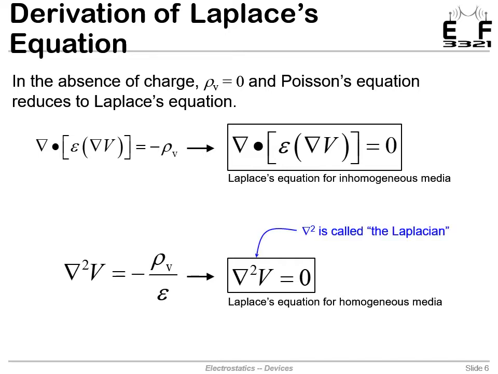And just to remind us, this del squared is called the Laplacian. We're not getting into it now, but there's really two types of Laplacians. We can have a Laplacian operating on a vector function, which gives us another vector function, and we can have the Laplacian operating on a scalar function, which gives us another scalar function. The electric potential is a scalar function, so in this case the Laplacian is giving us another scalar function.